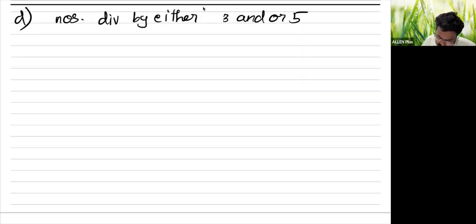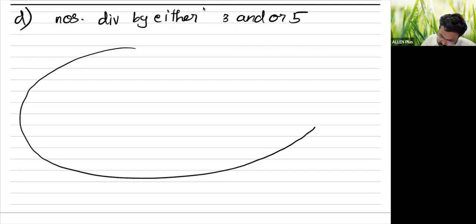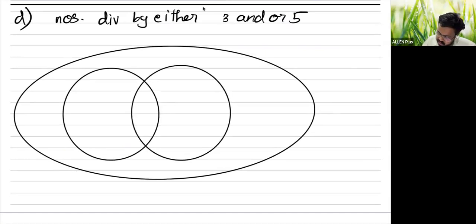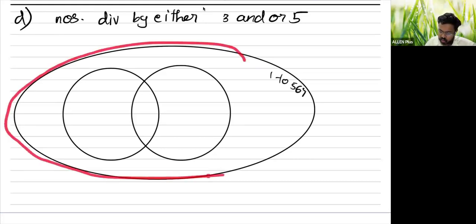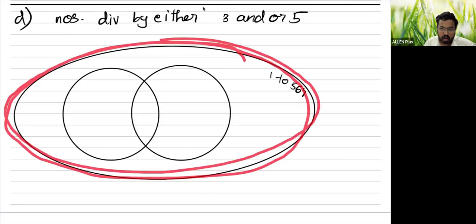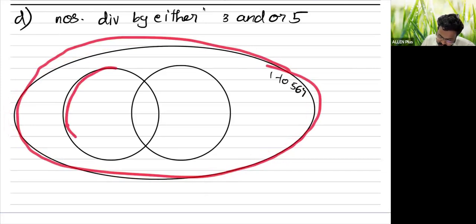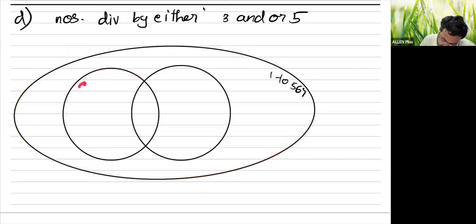Okay. Question D, I'll start solving. The way to do question D is actually using inclusion exclusion or using Venn diagrams. What is happening actually is that these are all the numbers from 1 to 567. You can consider this as your universal set for this question. All the numbers in question are existing inside this big oval. In this left hand circle, numbers divisible by 3 will be all placed inside here. And in the right circle, numbers divisible by 5 will be placed here.